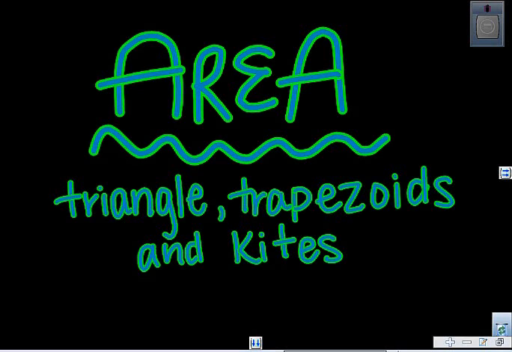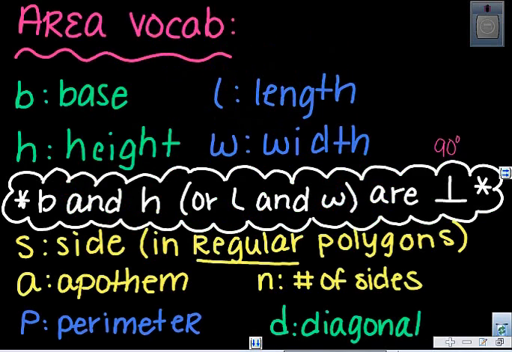Okay, for area of triangles, trapezoids, and kites, the terms that you're going to need to know will be base and height, which when we talked about parallelograms was interchangeable with length and width, but for these shapes we'll only be using B and H for base and height. Base and height must make a 90-degree angle. They're perpendicular. Remember, this is the symbol for perpendicular.